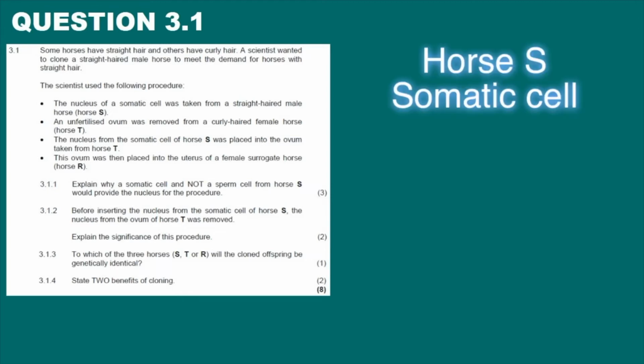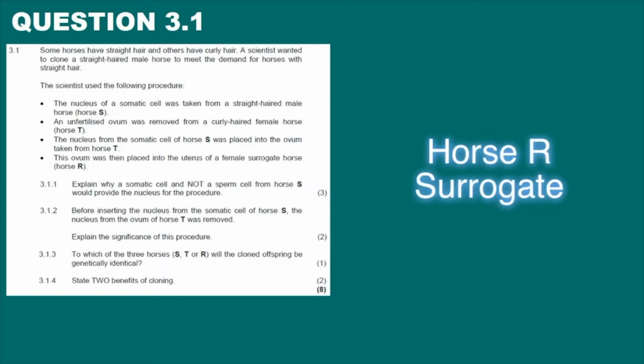straight-haired horse. The nucleus of the somatic cell was taken from the straight-haired male horse, which they call horse S, and an unfertilized ovum was removed from a curly-haired female horse, known as horse T. The nucleus from the somatic cell was then placed inside the ovum of horse T, and the ovum was then placed into the uterus of the female surrogate horse, that is horse R.